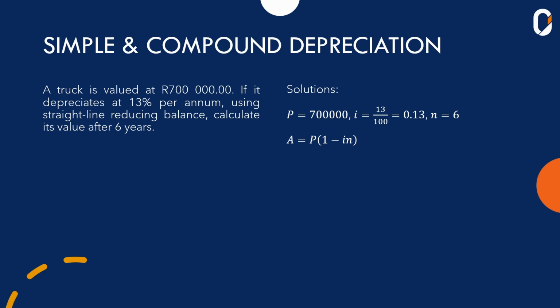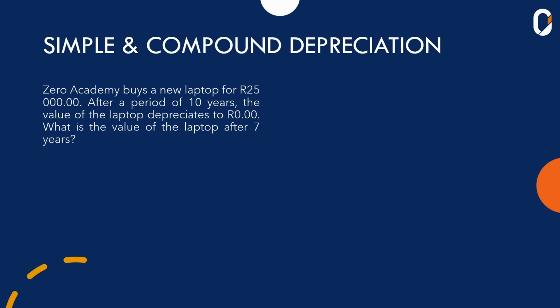And introducing our formula, we'll have A is equal to P(1 minus i n). Substituting in our values, we'll have A is equal to 70,000(1 minus 0.13 multiplied by 6). And that will give us a future amount of 154,000 rands. And that answers that particular question. Let's move on to the next question.